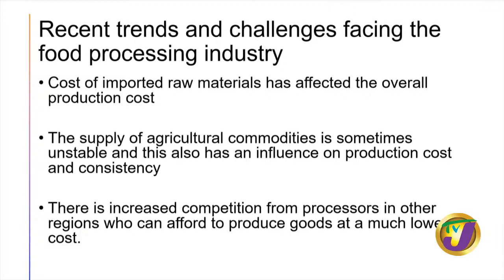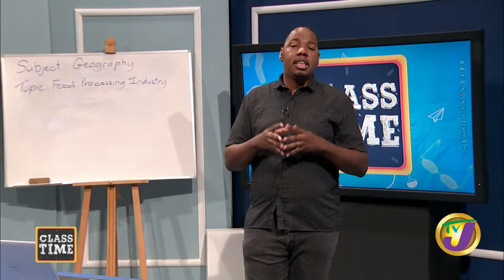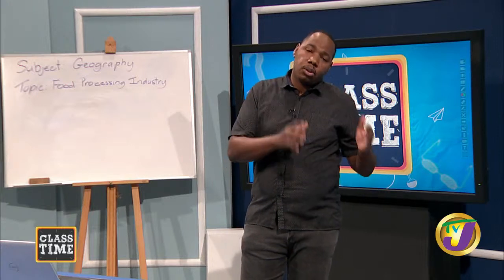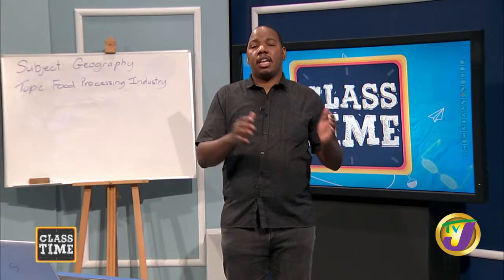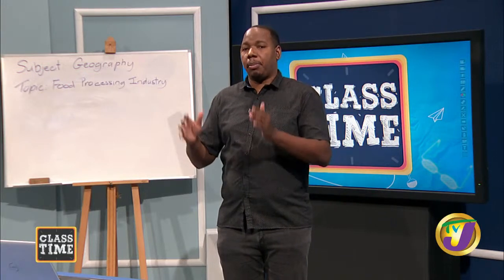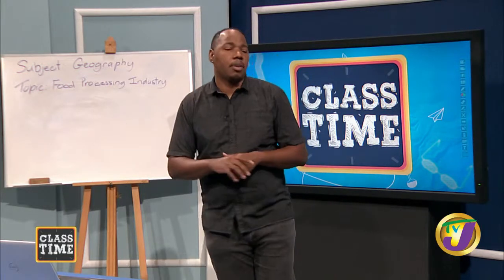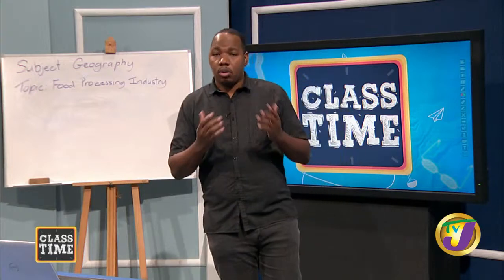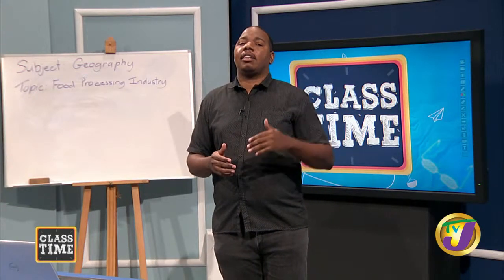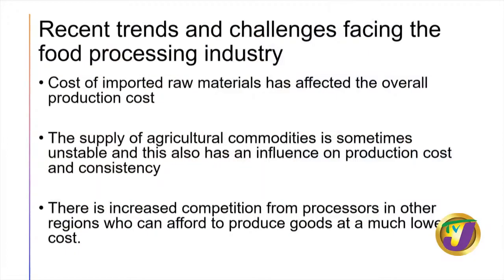So a lot of the crops that we need for the processing can be affected, and if that supply is affected, then our production process, the processing, will also be affected. And we have seen where sometimes our food processing industry has experienced the effects of price fluctuations in the cost of major commodities.